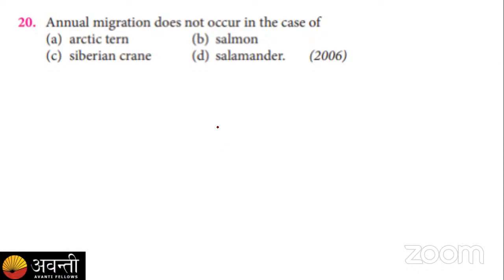So we are giving you the poll with a 15-second timer. You have to give your answer. If you are not able to access the poll, please give your answer through the chat box. So among these four, Arctic tern, salmon, Siberian crane, and salamander, which animal does not have annual migration?